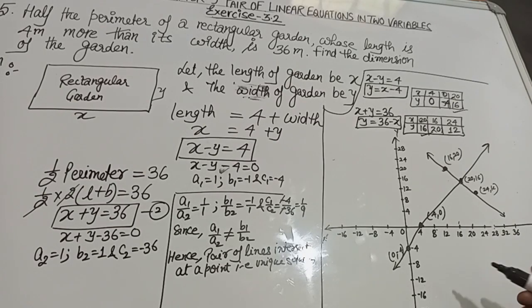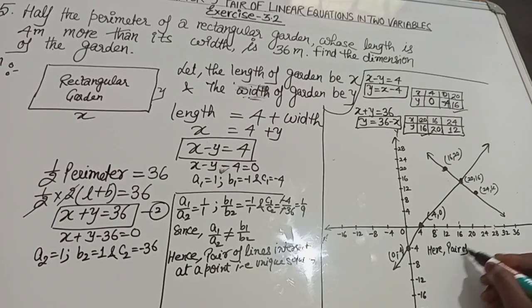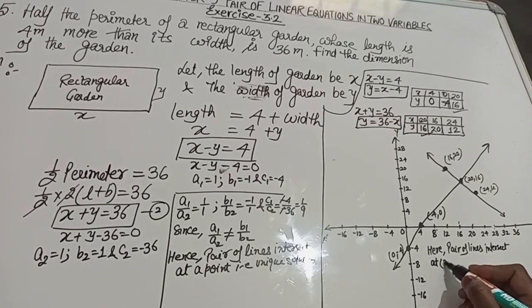So here you will write: the pair of lines intersect at 20 and 16. So length, that is x, is equal to 20 meters and width is equal to 16 meters.